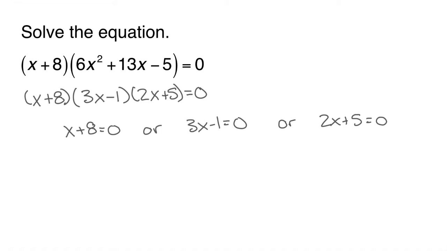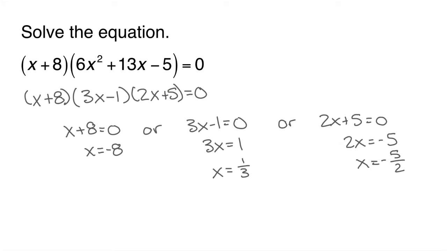Solving x + 8 = 0, we subtract 8 from both sides to get x = −8. Solving 3x − 1 = 0, we add 1 to both sides to get 3x = 1, and then we divide both sides by 3 to get x = 1/3. Solving 2x + 5 = 0, we'll subtract 5 from both sides to get 2x = −5, and then we divide both sides by 2 to get x = −5/2.